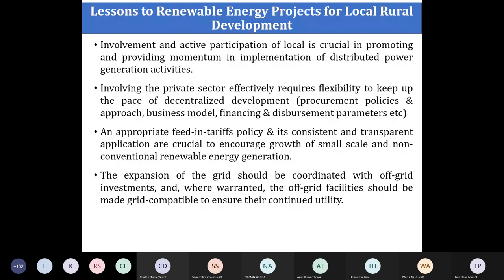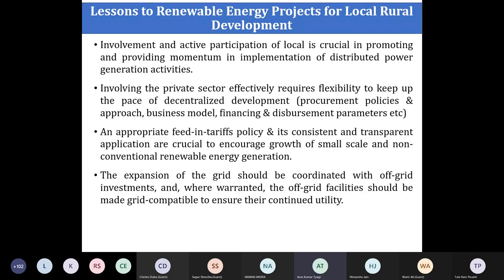So these are the lessons for renewable energy projects for local rural development. Because micro level projects are very small, we have to involve the community in planning, construction, operation and maintenance of these plants.